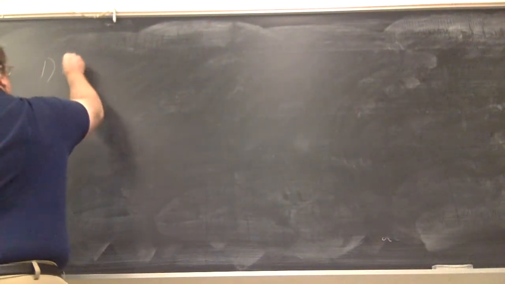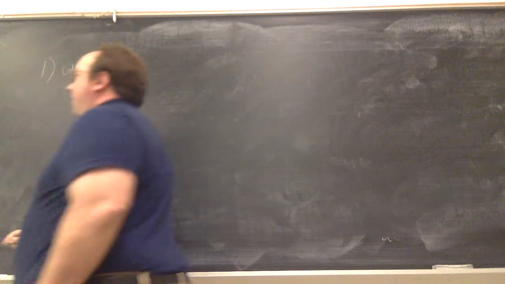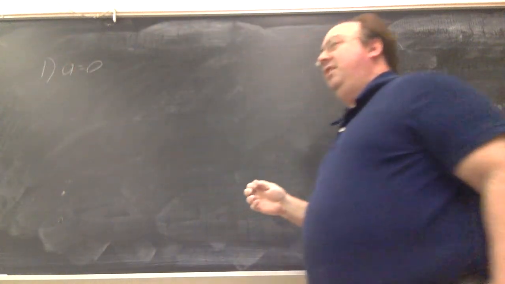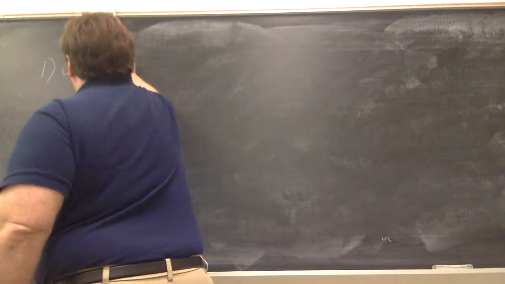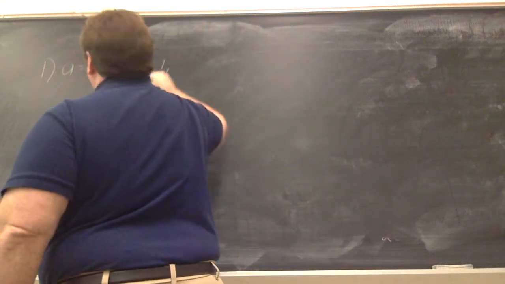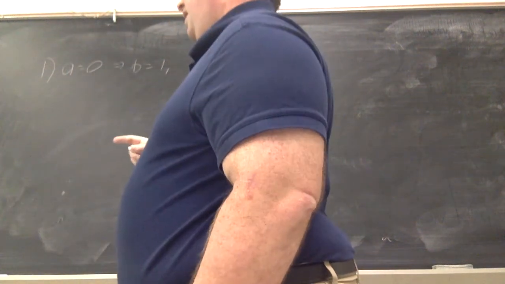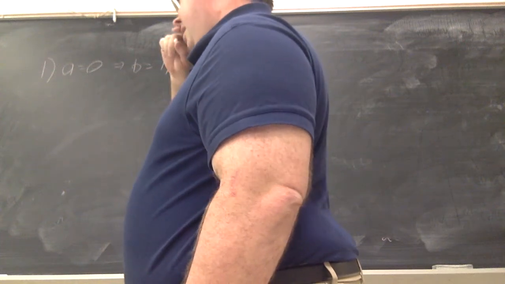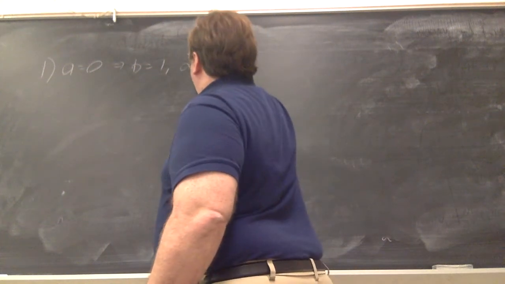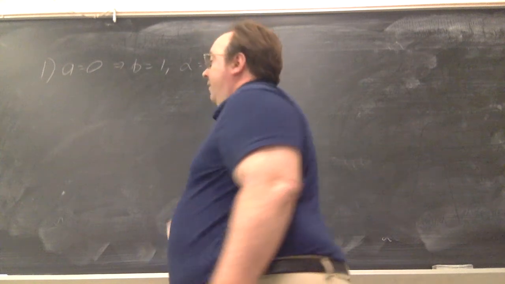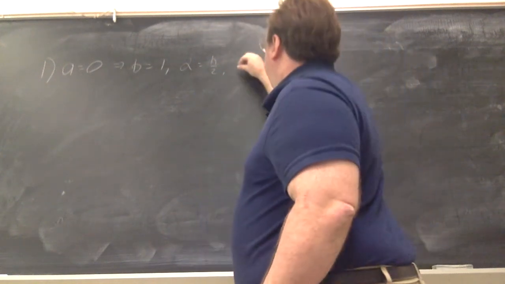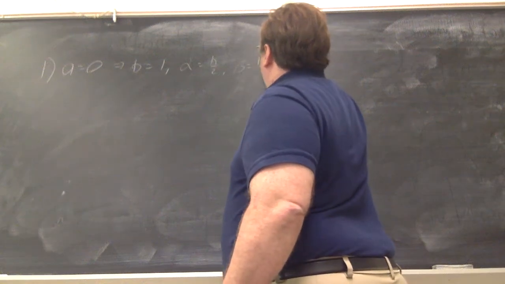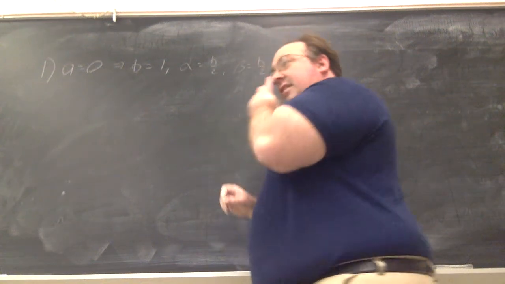So the first choice, set a equals 0, because then that way one invocation of f is gone. So that means that b has to be 1. And then alpha would have to be h over 2. And then beta would have to be h over 2 times f of t n, y n.